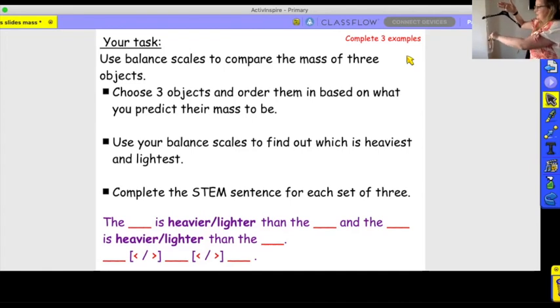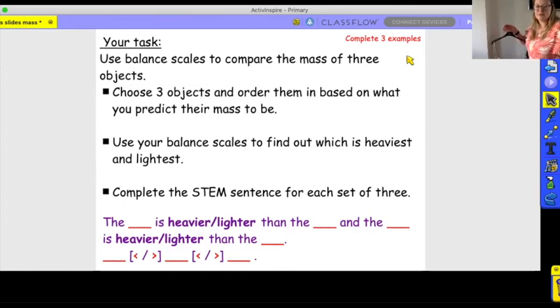Let's have a look. Okay, now you might not be able to see it very clearly, but my biscuit is ever so slightly lower, but they're very, very close. So that tells me my biscuit is actually slightly heavier than my spoon. So I can now say on my STEM sentence that the spoon is the medium weight.